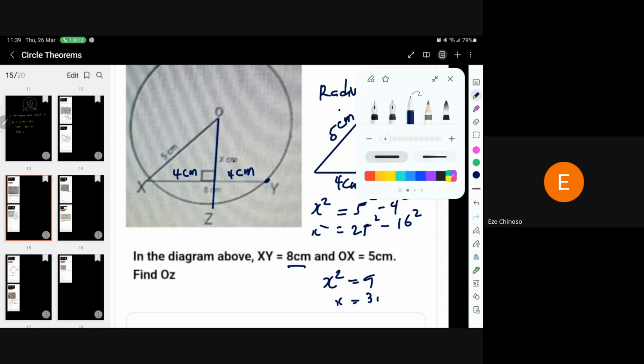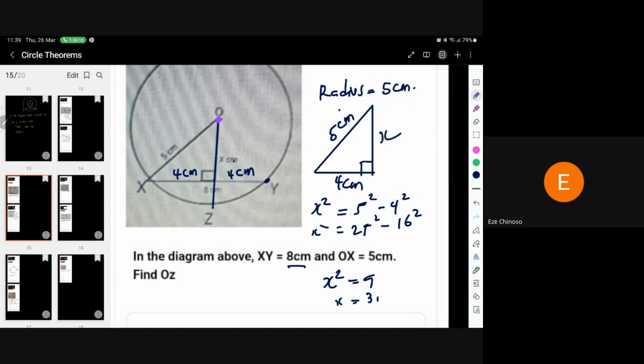Are we there, guys? Sorry, my work is a bit scattered, but I believe you guys are following. So from here to here, we've calculated that to be 3 centimeter. Now, hope you know that OZ is a radius. This OZ from here to here is a radius, like I said earlier. You know that OZ is 5, right? So from here to here, OZ is going to be 5, which is our radius.